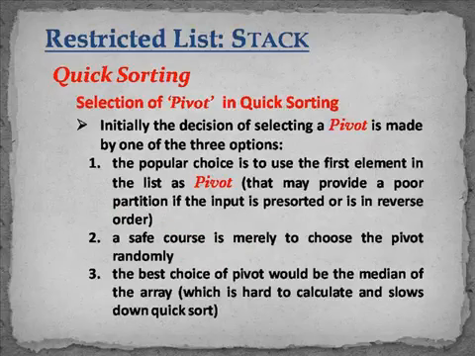Ladies and gentlemen, the selection of the pivot in the quicksort process has a major role in the success of this sorting technique. Initially, the decision of selecting a pivot is made by one of three options. The popular choice is to use the first element of the given list as the pivot, although that may provide a poor partition if the input is pre-sorted or is in reverse order. A safe course is merely to choose the pivot randomly. The best choice of pivot would be the median of the array, which is hard to calculate and which slows down the quicksort process.